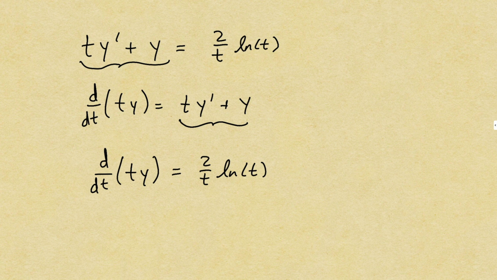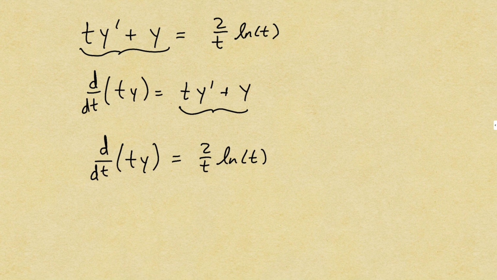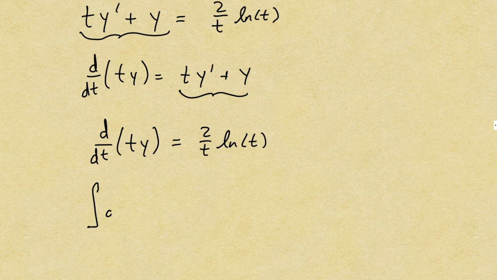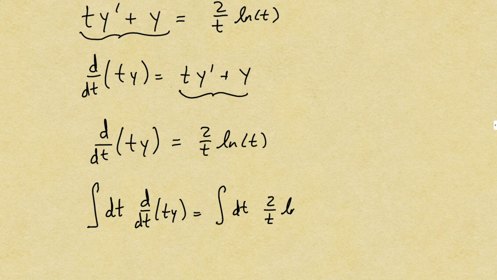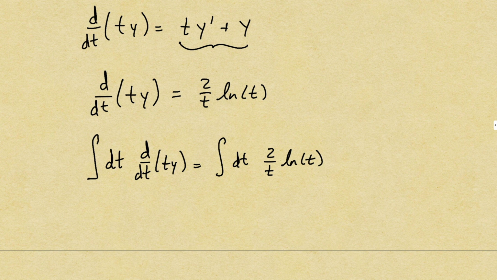So now we're almost done. We just integrate both sides with respect to t. Let's do that here. So we're going to have d/dt of ty equals the integral with respect to t of 2 over t log of t. Once we solve these integrals, we're basically done. So let's do it. On the left-hand side, and this will always be true for the first-order linear ODEs, the integral and this derivative will essentially cancel each other, and we just end up with ty.